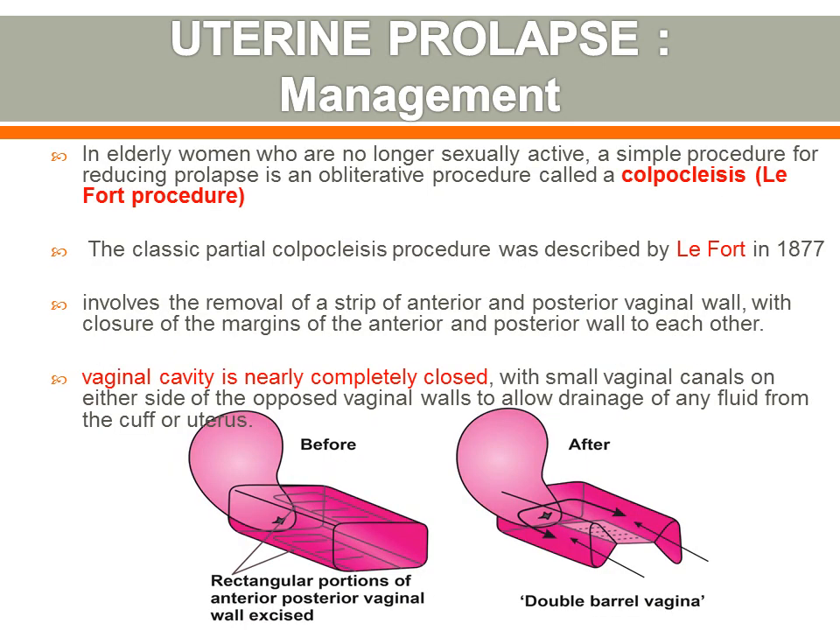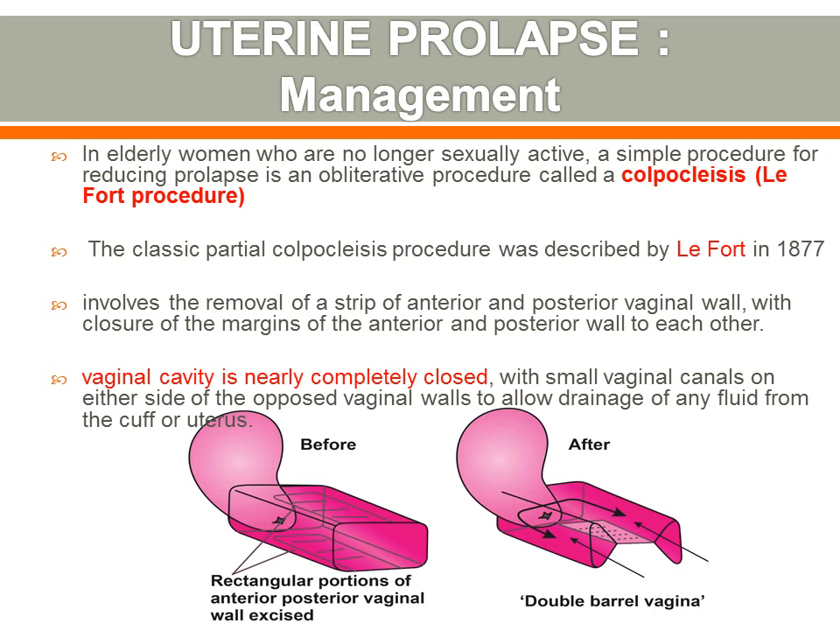Now, for elderly women who are no longer sexually active, a simple procedure for reducing prolapse is an obliterative procedure which we call colpocleisis or the Lefort procedure. The classic partial colpocleisis procedure is described by Lefort, and this is why we also call this the Lefort procedure. This involves the removal of a strip of anterior and posterior vaginal wall with closure of the margins of the anterior and posterior wall to each other.